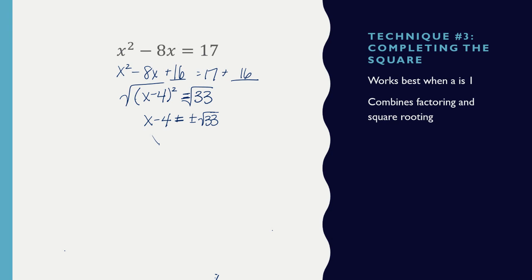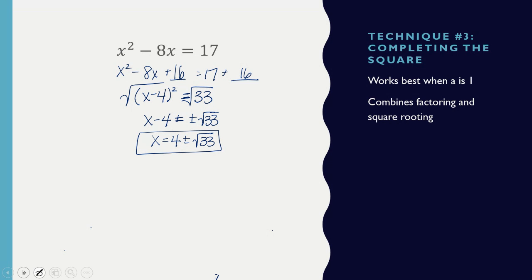The last thing I want to do is add 4 to the other side to get x by itself. And I end up with 4 plus or minus the square root of 33. So it's a little bit more of a complicated answer. The reason we have to do this is because this wouldn't have factored. There's no factors of 17 that can add or subtract to be 8. So we have to use a different method. Completing the square worked out pretty nice here because a is 1.